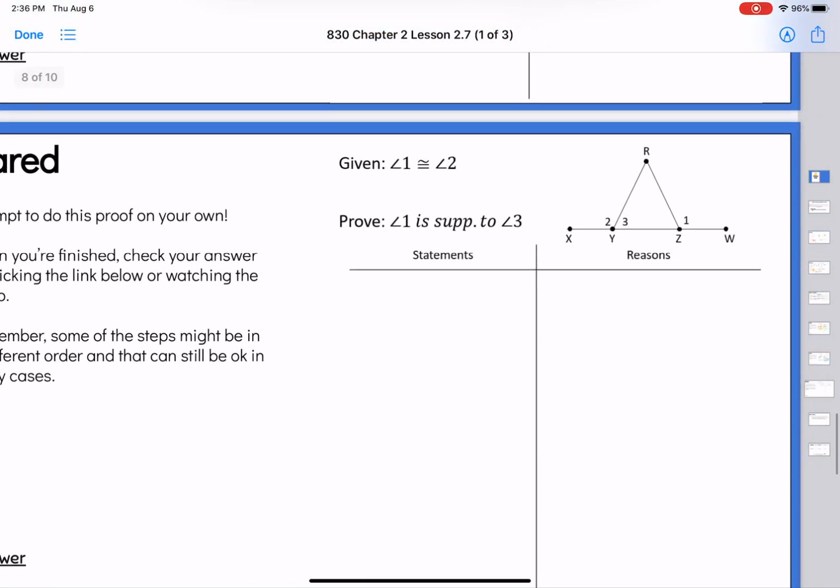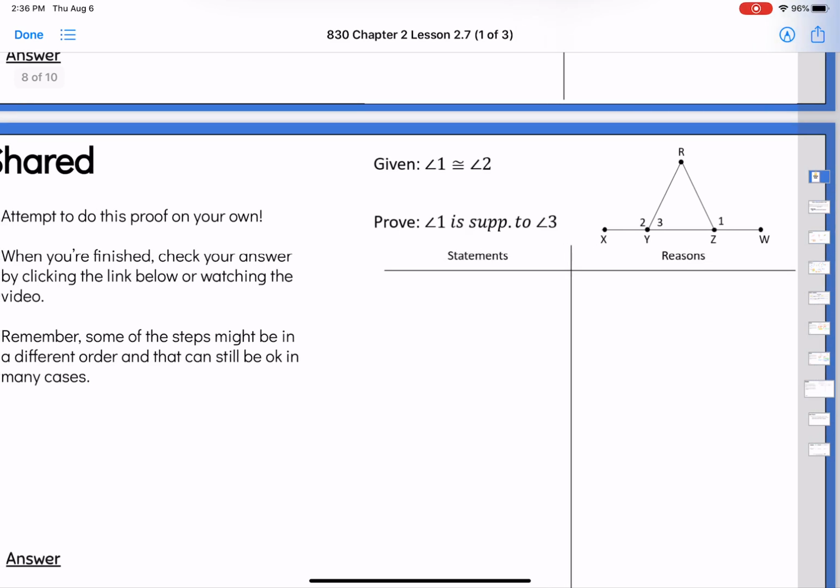All right, next proof, angle 1 is congruent to angle 2. Your job is to prove that angle 1 is supplementary to angle 3. Go ahead and pause your video and check this one out.